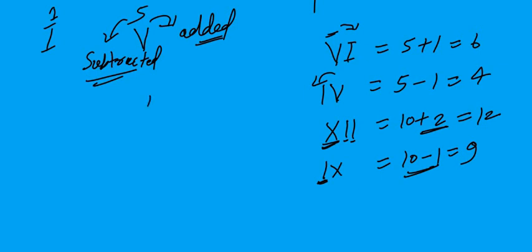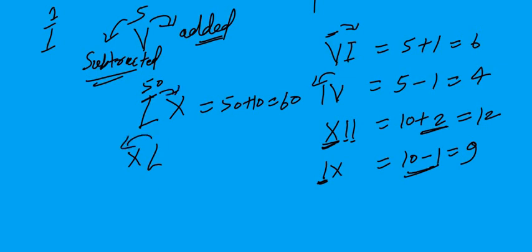For example, if I have written L, L means 50. If I write X on the right side, what will it be? 50 plus 10 is equal to 60. But if I write X and L, see, this is the left side, this is the right side, so the one just before will be subtracted. 50 minus 10 is equal to 40. So I hope this is very clear. If a smaller value is written on the left side, it will be subtracted. If a smaller value is written on the right side, it will be added.